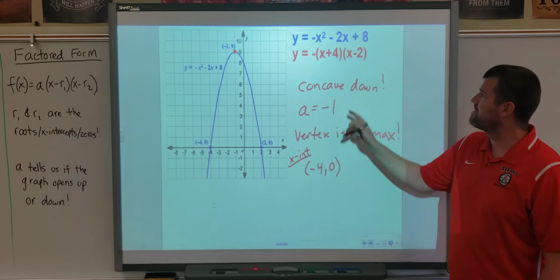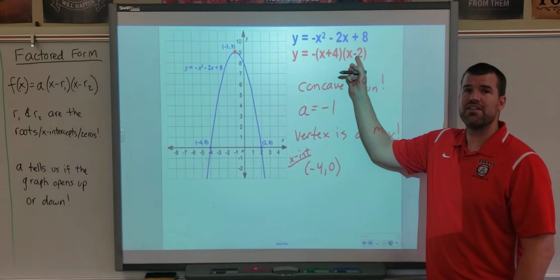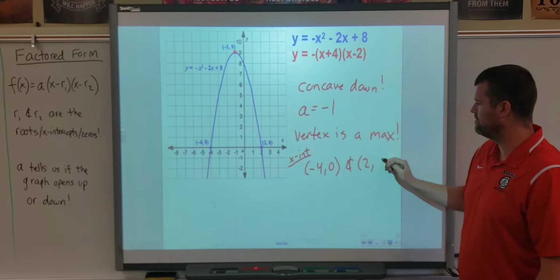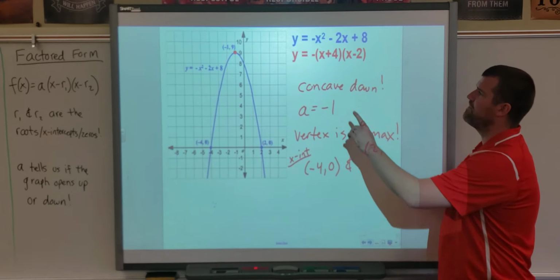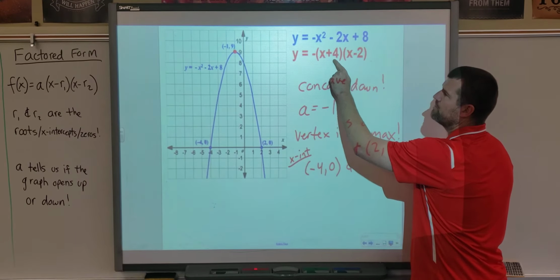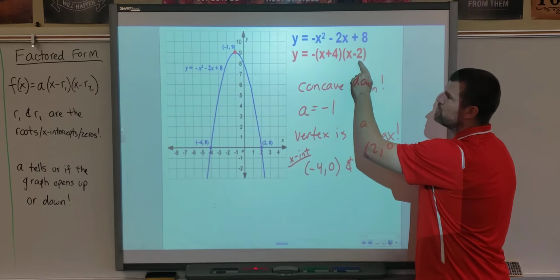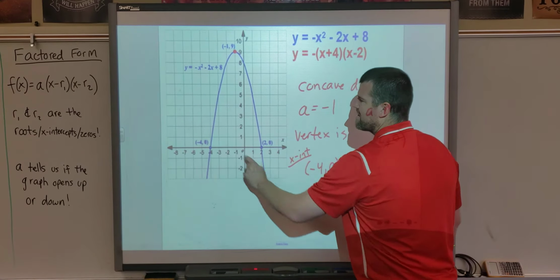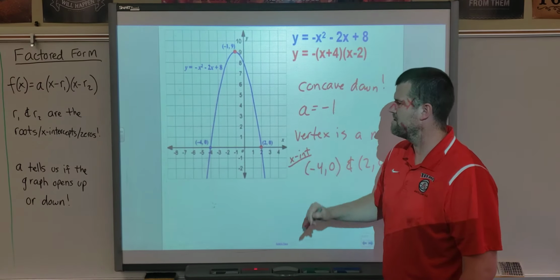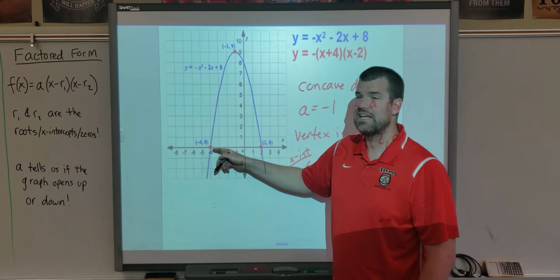And then our other x-intercept is going to be the opposite of negative 2, so it is going to be positive 2. So again, when it's in factored form, we can look at it and quickly know that opposite of this, negative 4, and opposite of this, positive 2. Those will be our two x-intercepts. There's our intercept at positive 2, 0, and our other one at negative 4, 0.